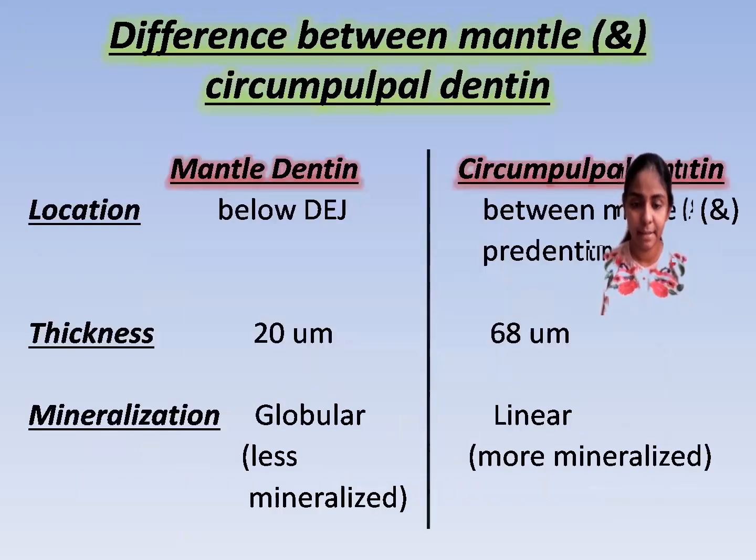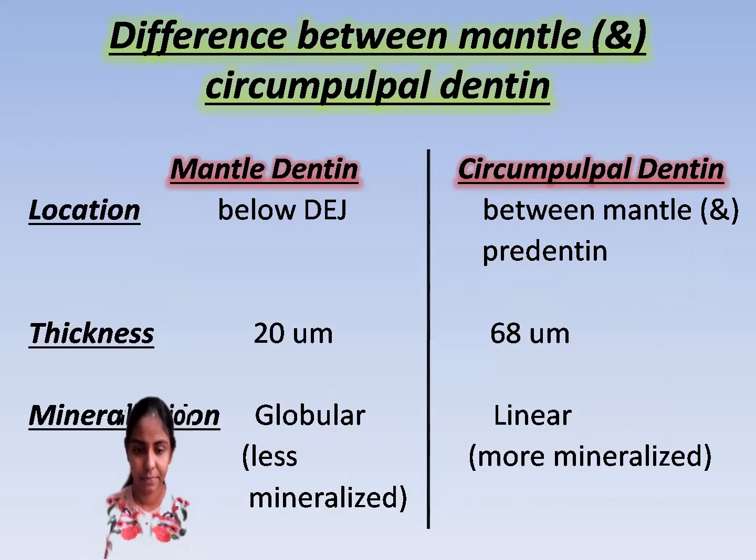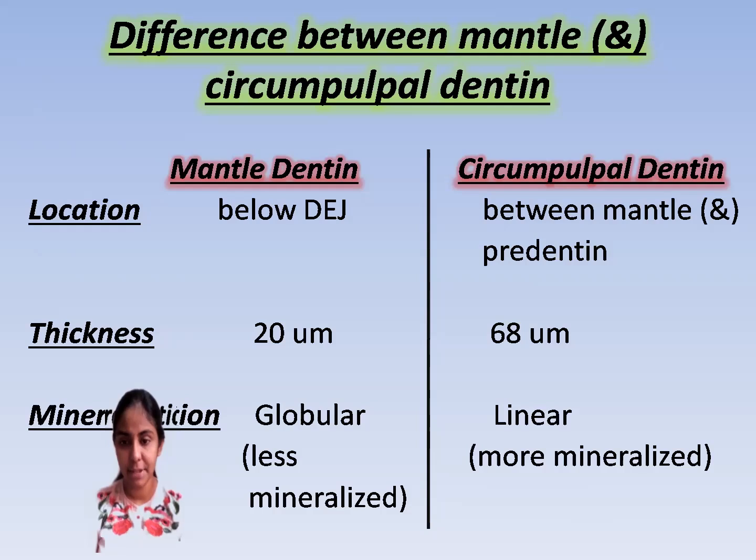Now, difference between mantle and circumpulpal dentin. Location of mantle dentin: below the dentino-enamel junction. Circumpulpal dentin will be between the mantle dentin and the predentin. Predentin is nothing but the dentin which is unmineralized and it is present surrounding the pulp. So between the predentin and the mantle dentin, predentin below and the mantle dentin above, you have the circumpulpal dentin.